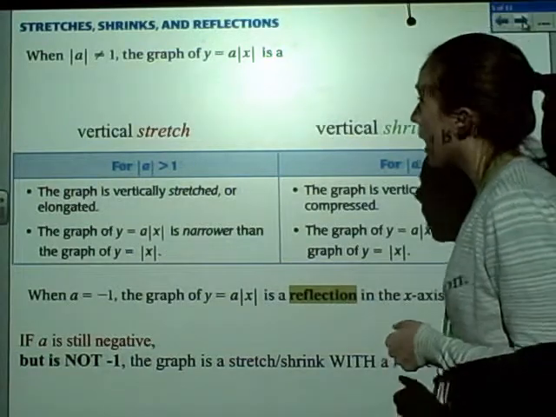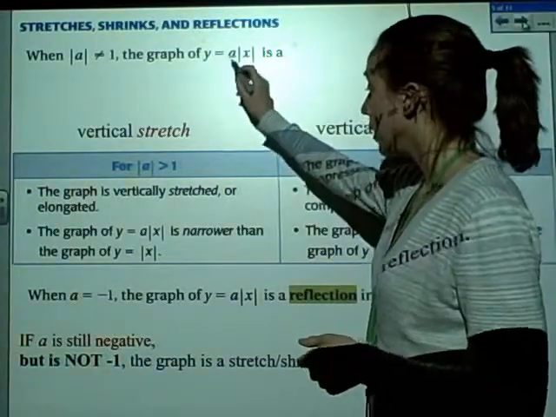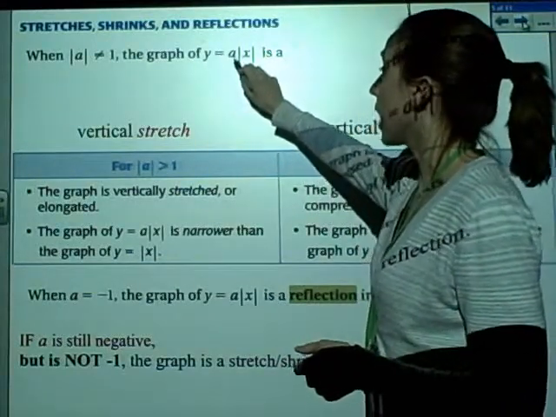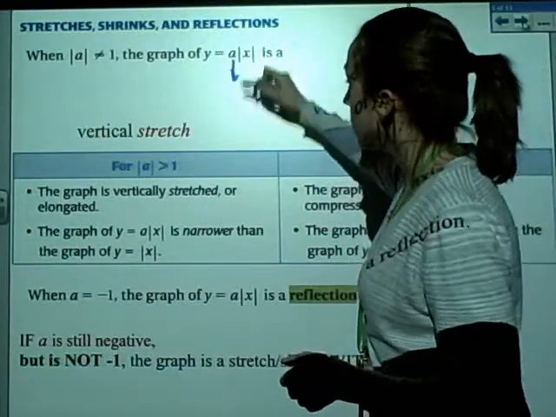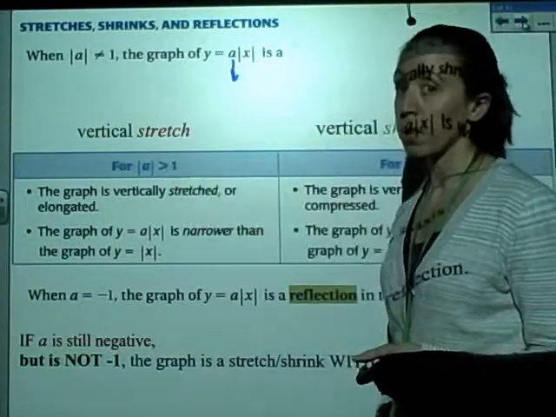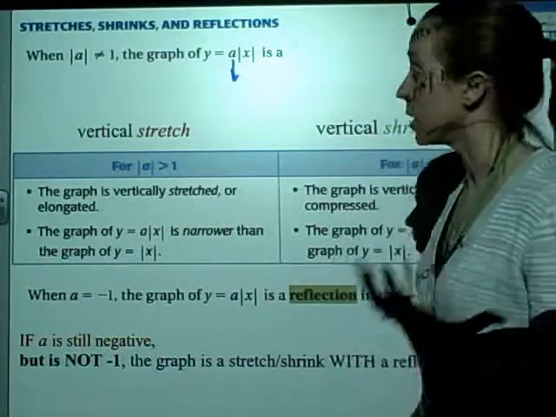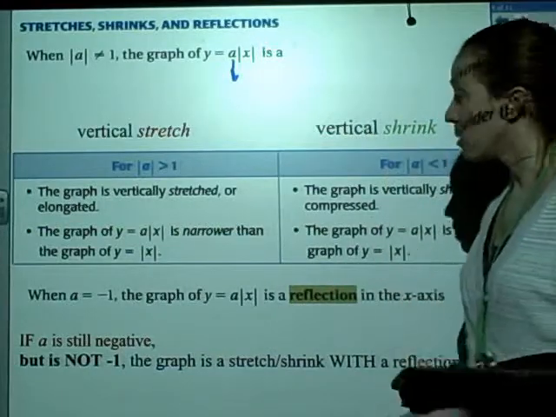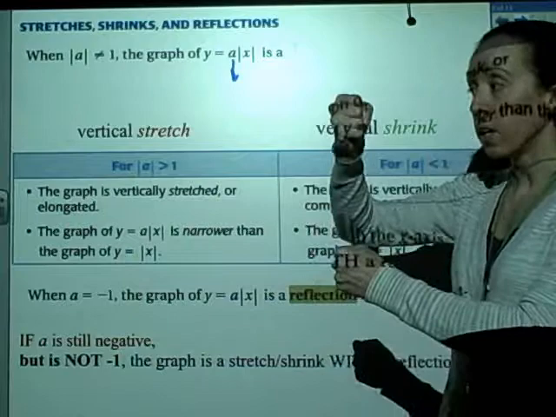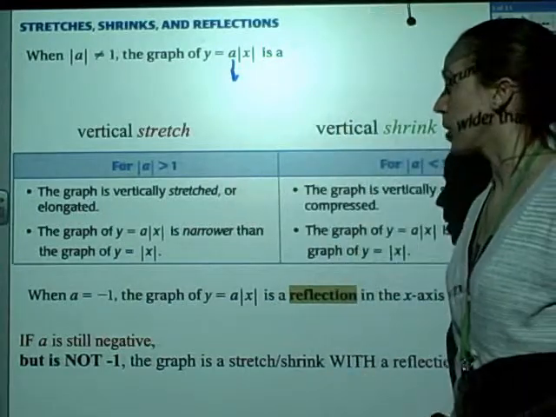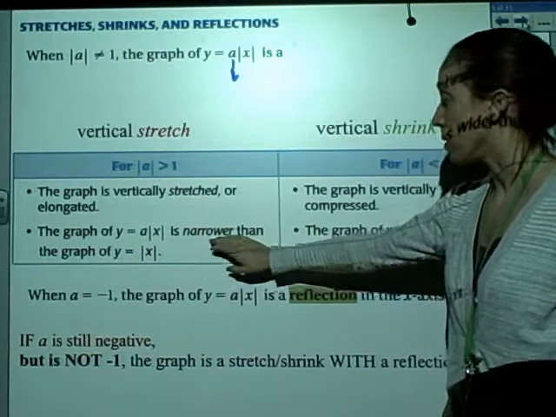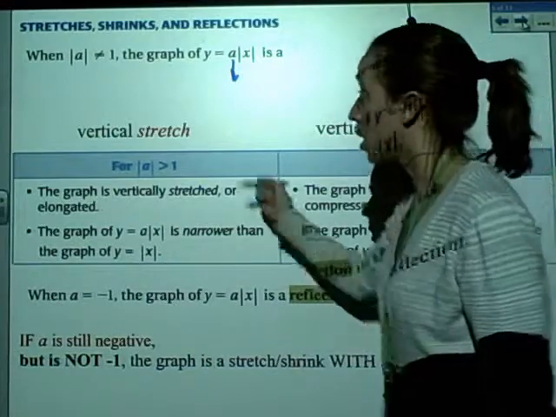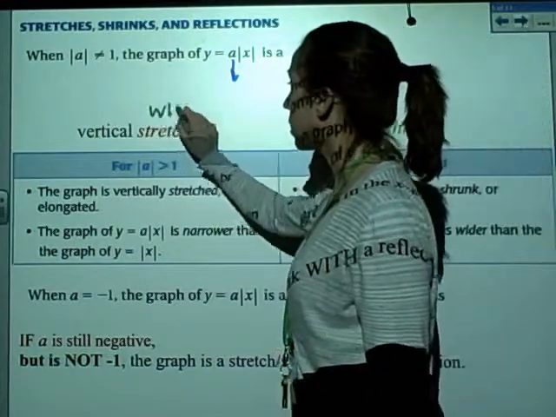If you have a number in front of your absolute value, so look at this function here, y equals a times absolute value of x. If this a value is bigger than 1, so if it's a number, a whole number, or an integer, your graph is a vertical stretch. It's almost like someone grabs the y-axis and pulls. That's where this comes in. The graph is narrower than the parent function when you have a whole number here.